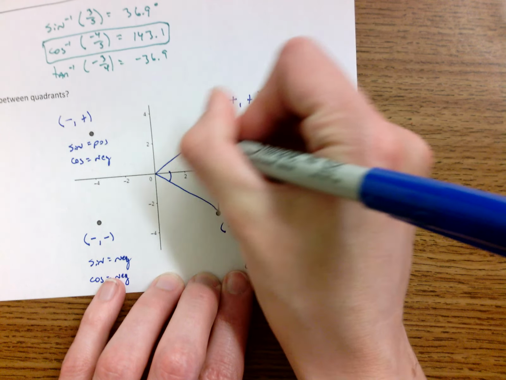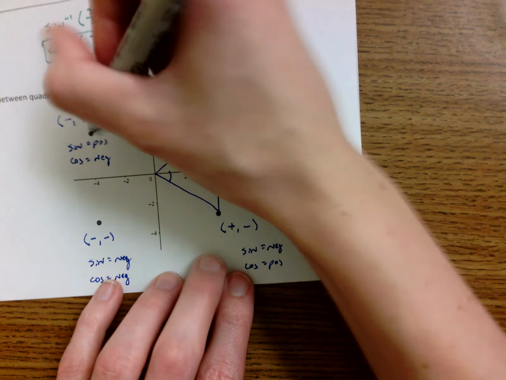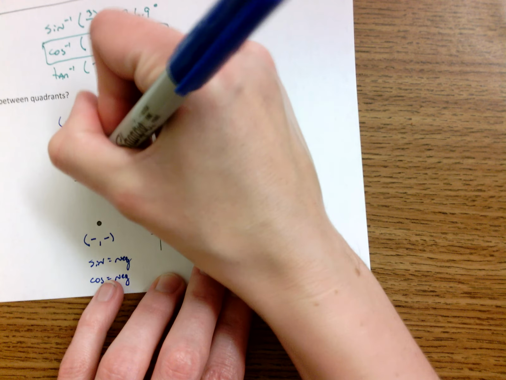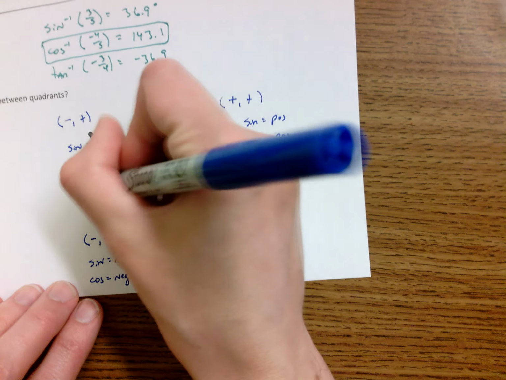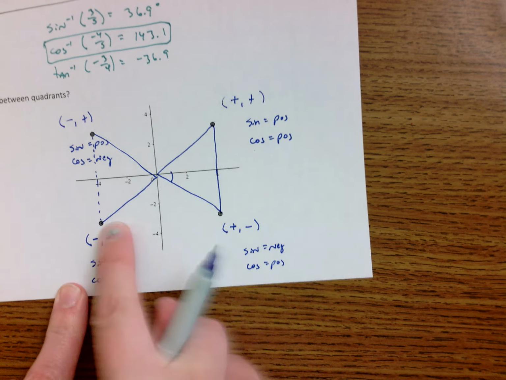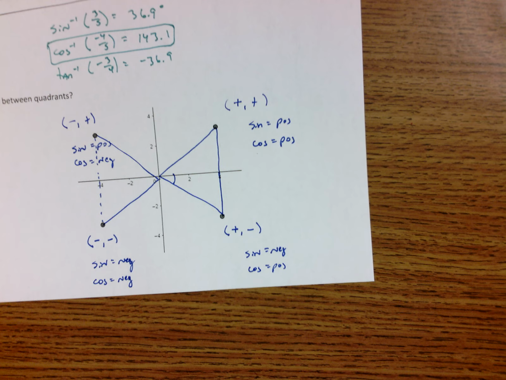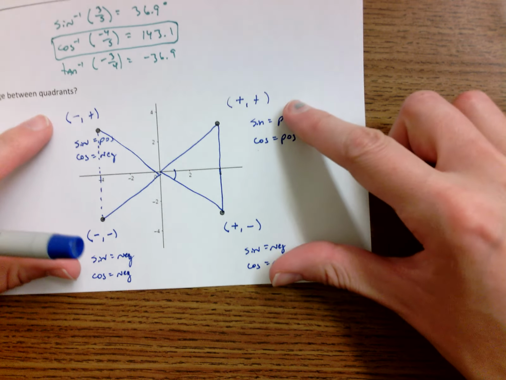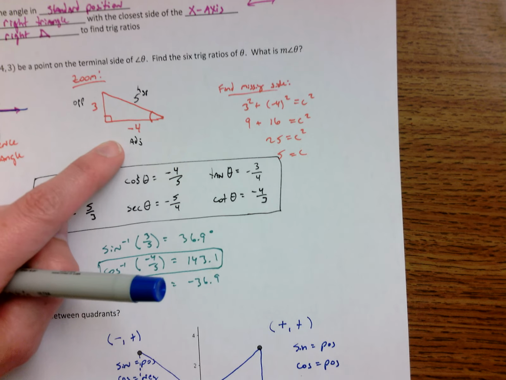My reference triangle up here, here's the closer side of the x-axis. My reference triangle over here, here's the closer side of the x-axis. And my reference triangle over here, here's the closer side of the x-axis. Notice that I'm never making my triangle this way. Don't make your triangle with the y-axis. It's always with the x-axis. You could memorize this if you want to, but as long as you draw a picture and pay attention to your signs, you're going to be all set and you're not going to have to worry about it.